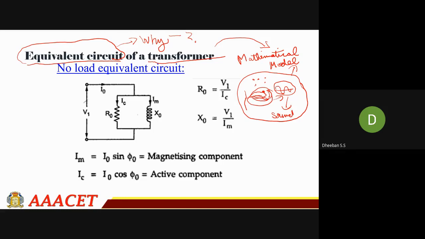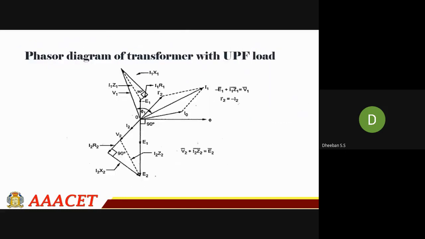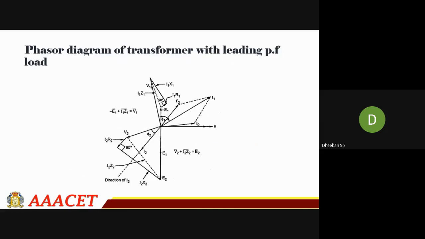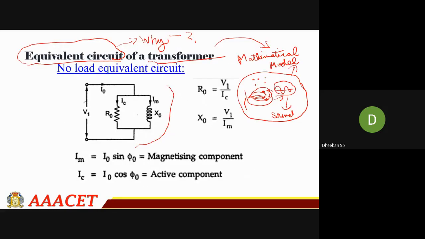We have seen the transformer as this structure, and this structure can be completely mathematically modeled into a circuit like this. So this is the equivalent circuit of your transformer. Here you can see the circuit is at no load. So this is your no load equivalent circuit.